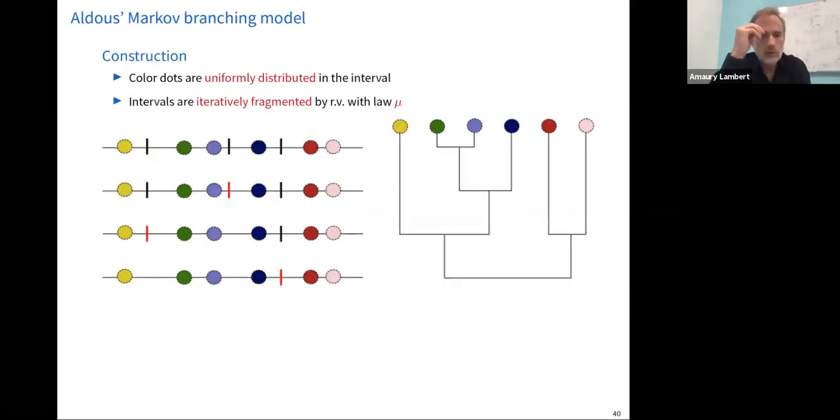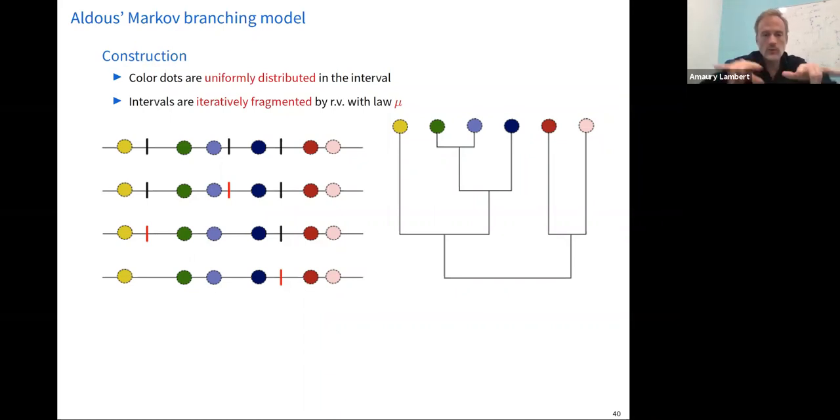So a way of constructing a sampling consistent model is as follows. Assume that we're given some measure, or some law mu, on the unit interval, which you see here on the right. First you uniformly and independently distribute your colored dots in the unit interval. That's the bottom of the picture. Then the first thing you do is fragment the unit interval according to the measure mu. That's the cut point drawn in red on the picture.